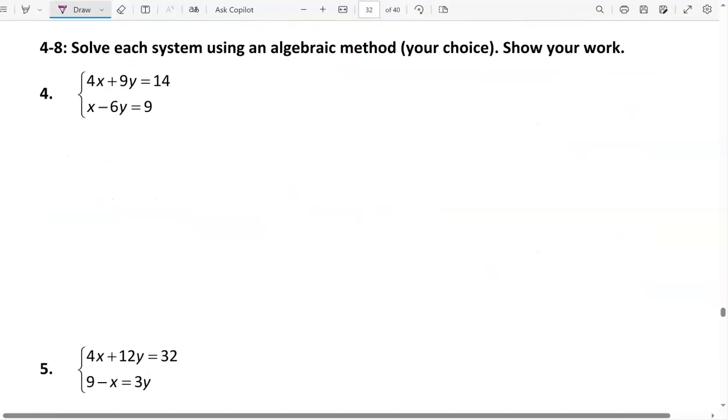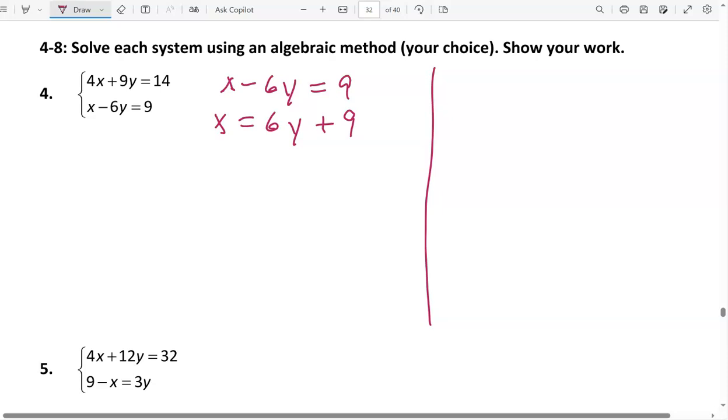In numbers 4 through 8, we can use the algebraic method of our choice. That means a method other than graphing. So I'm going to use the substitution method on this one, and the reason I'm using the substitution method is this first equation looks like one that would be easy to solve for x. So just adding 6y to both sides, x is equal to 6y plus 9. Now I'm going to bring over the second equation in my second column, and I'm going to replace the x with that 6y plus 9.